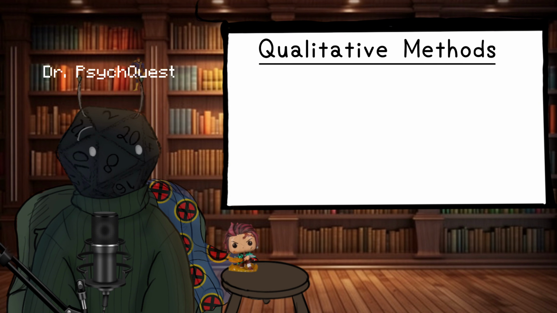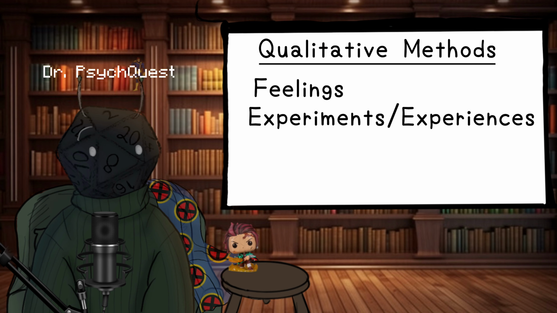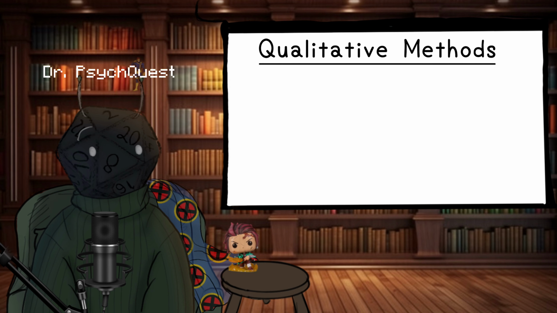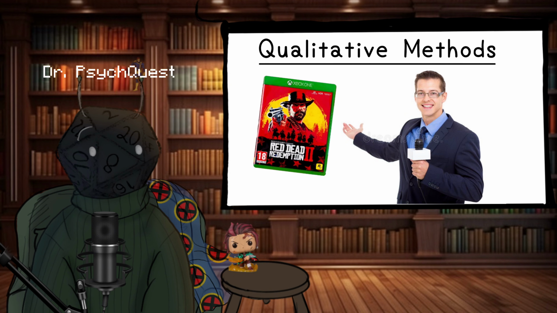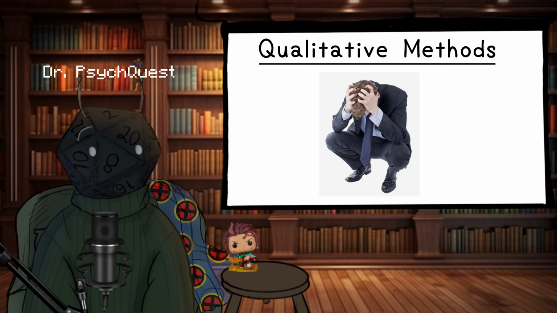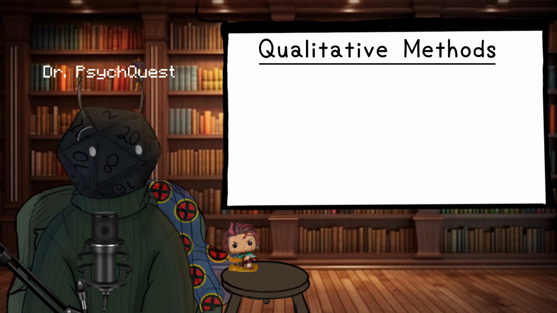Qualitative methods. Sometimes numbers aren't enough, and that's where qualitative methods come in. These focus on exploring feelings, experiences, and ideas in depth. For instance, an interview might ask people how the ending of Red Dead affected their lives, which, for me, I can say it totally did. Qualitative methods are great for depth, but they don't give you statistical data like other methods.